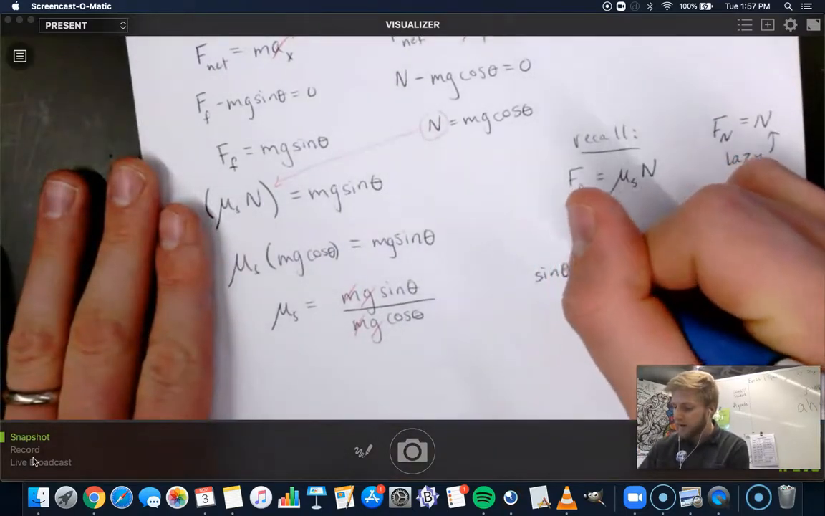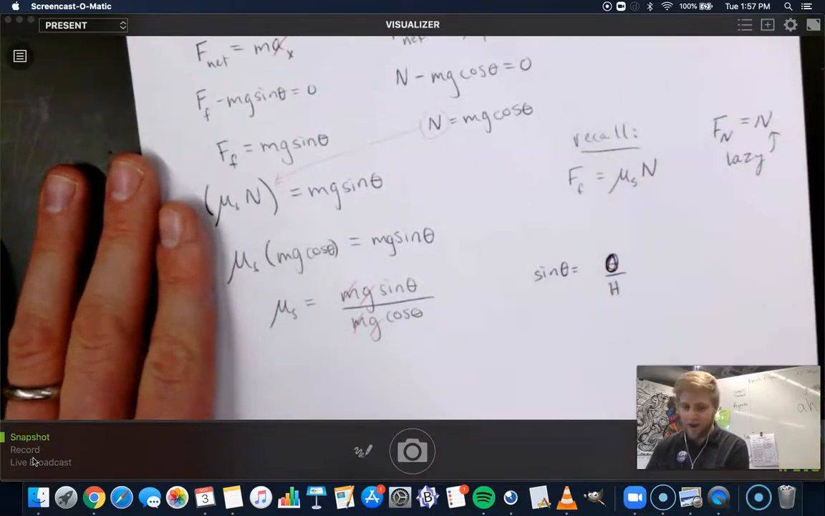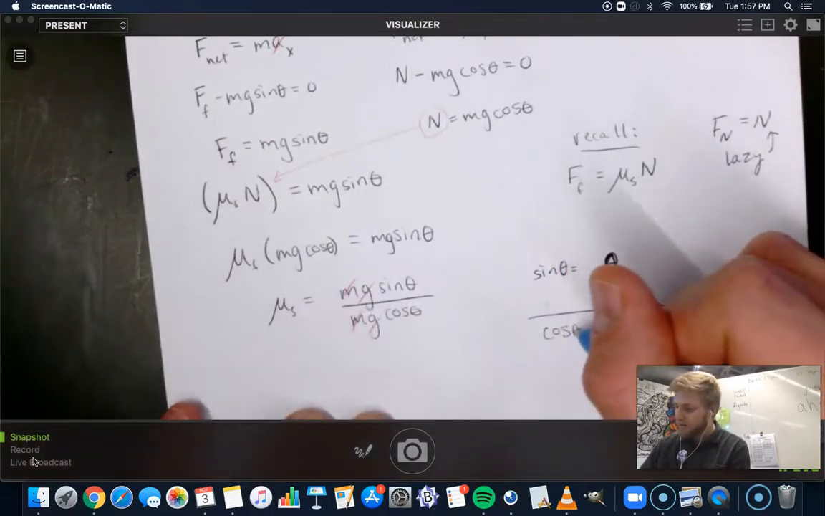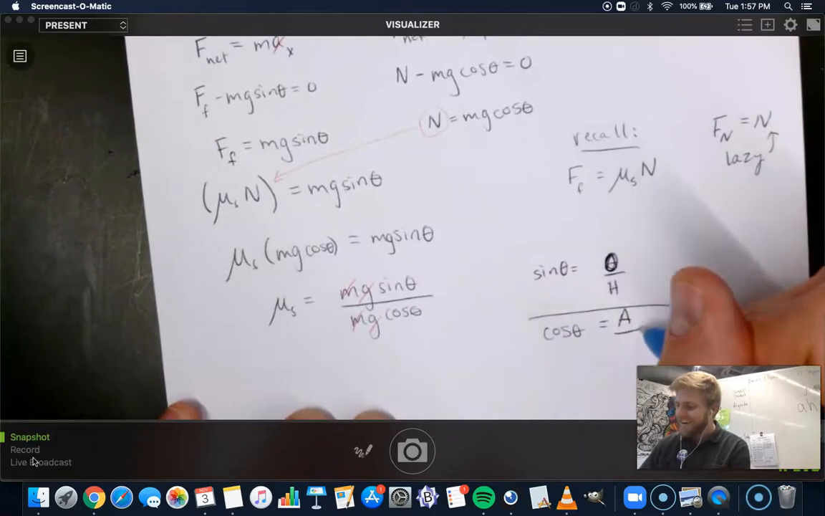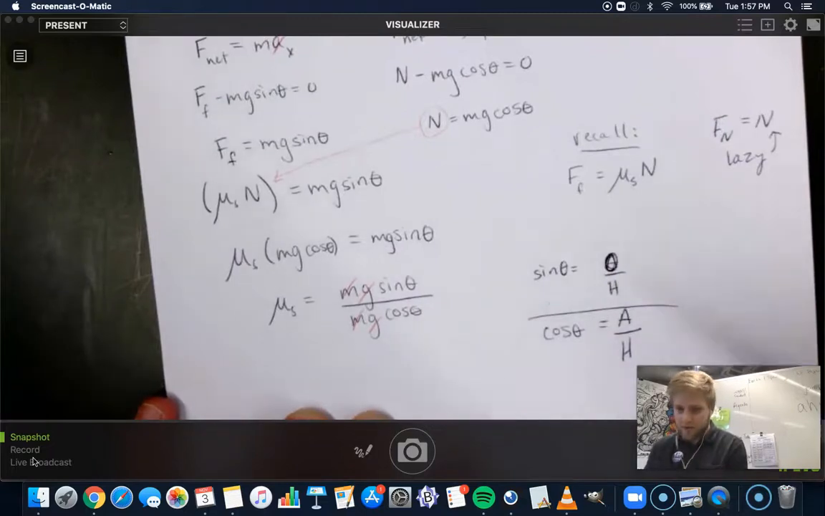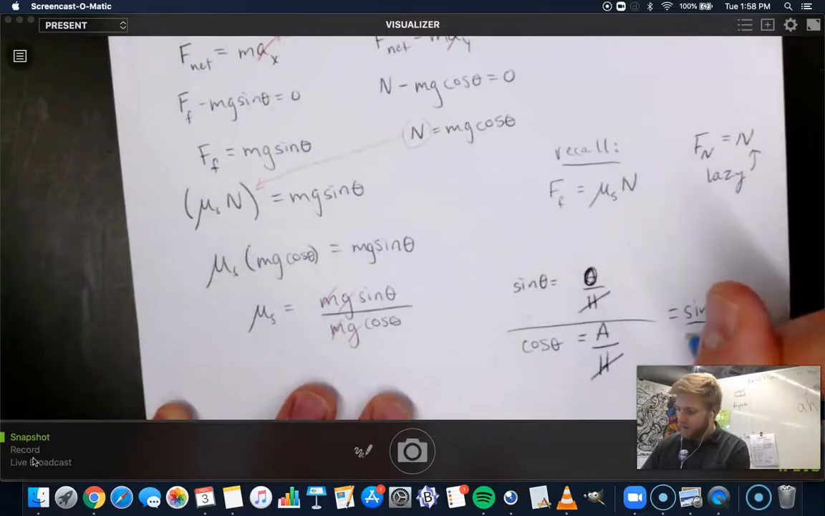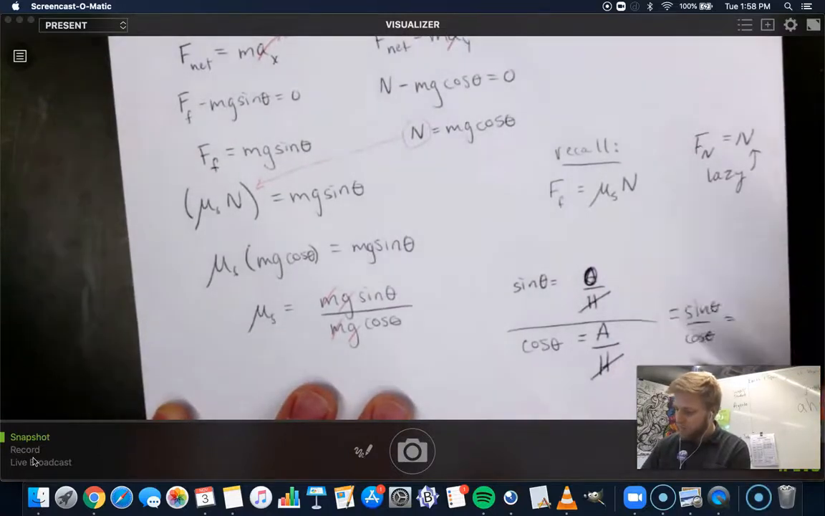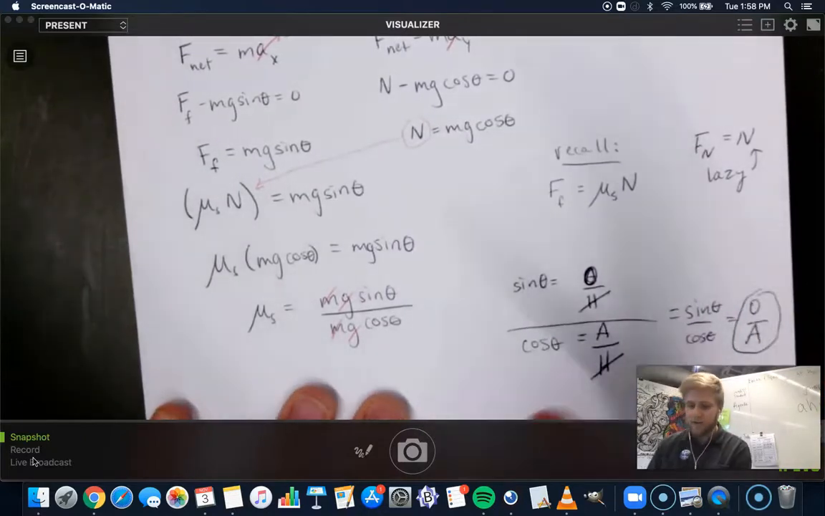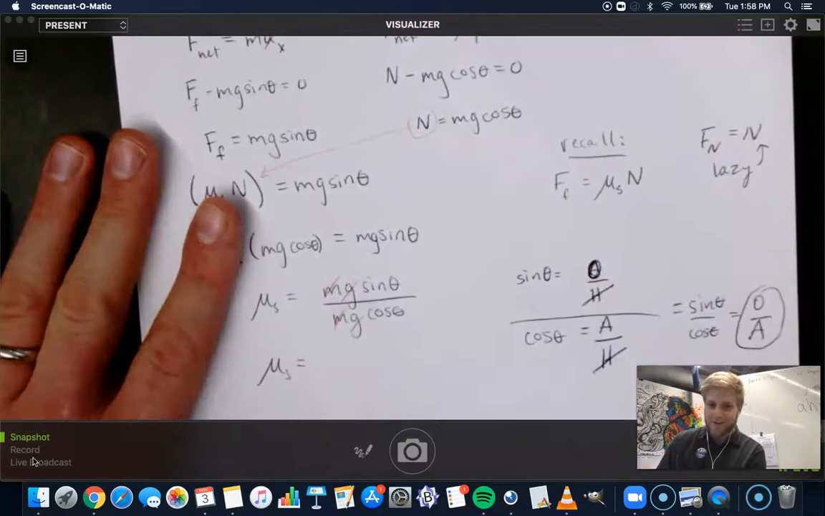Let's remind ourselves, sine theta is opposite over hypotenuse, obviously. And if we divide that by cosine theta, which is adjacent over hypotenuse, check this out. This is really exciting. If we do this division here, these hypotenuses cancel, and what we're left with is that sine theta over cos theta is opposite over adjacent. You might remember opposite over adjacent. Hey, that's tangent.